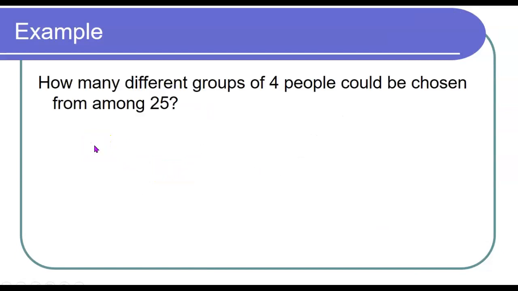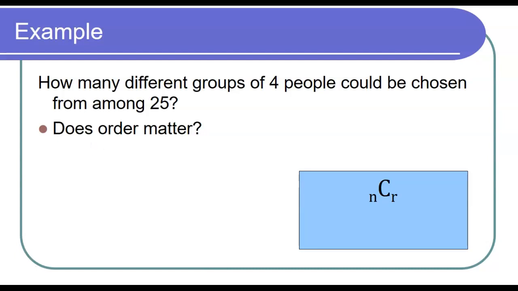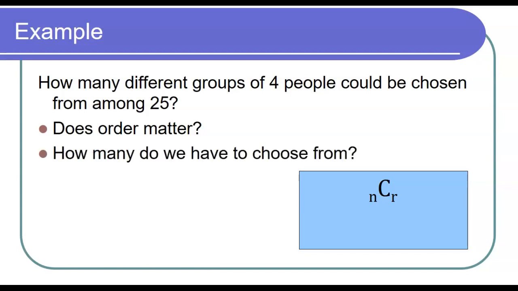How many different groups of 4 people could be chosen from among 25? So this time we're not talking about specifically picking one of them to be president and one to be vice president and one to be secretary and one to be treasurer. We're just picking a group of 4 people. So does order matter? No. All that matters is which 4 people get chosen. So we are doing combinations. That's what makes this a C and not a P. How many do we have to choose from? 25.